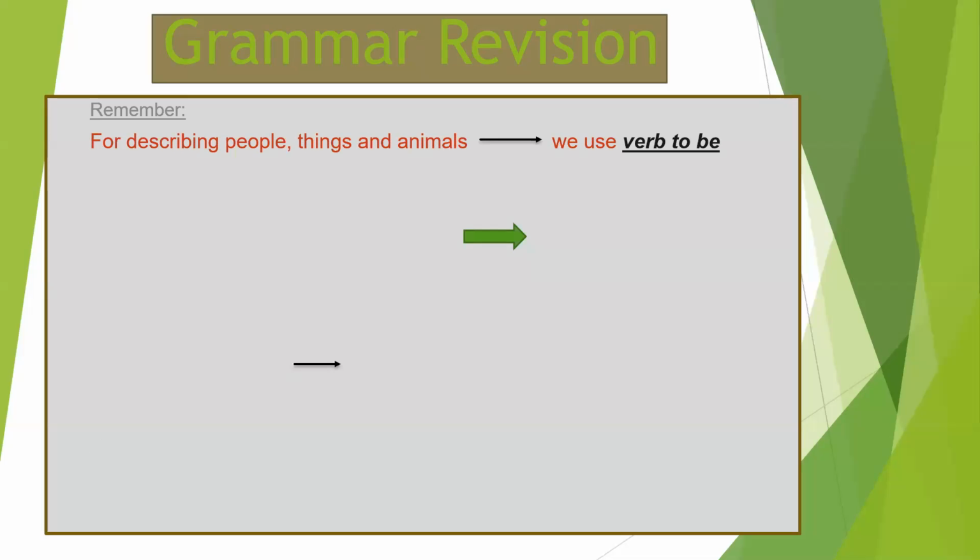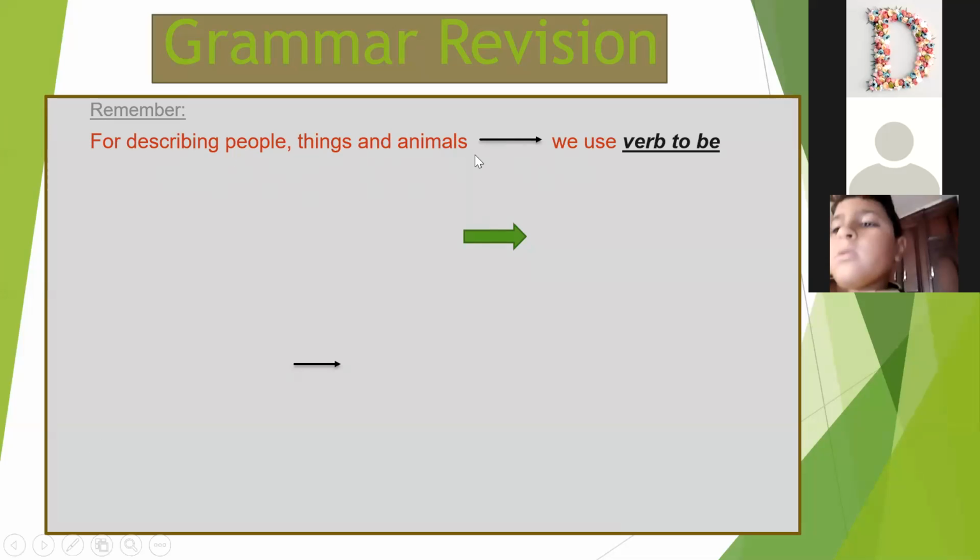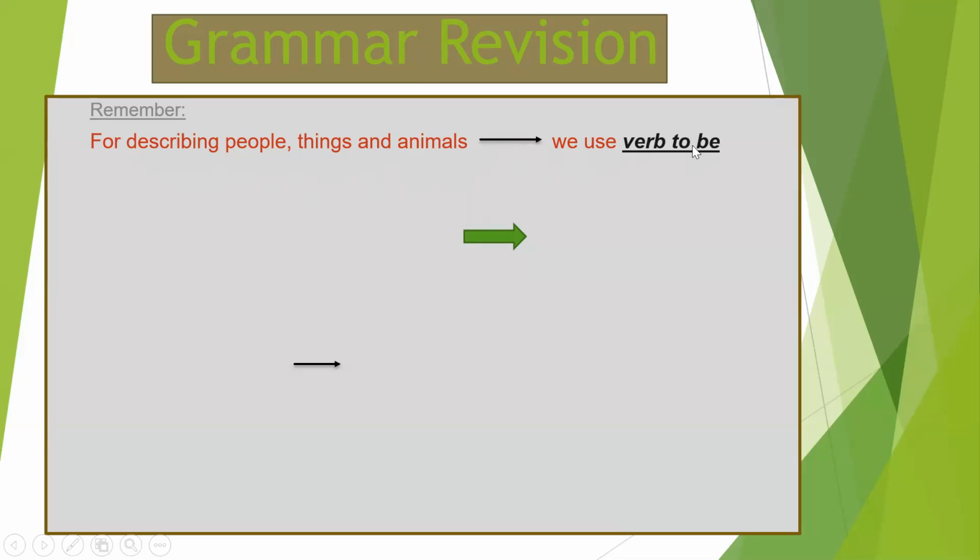First of all, the verb to be. I use the verb to be when I'm describing people, things, and animals. So when I'm describing people, things, and animals, I will use verb to be.